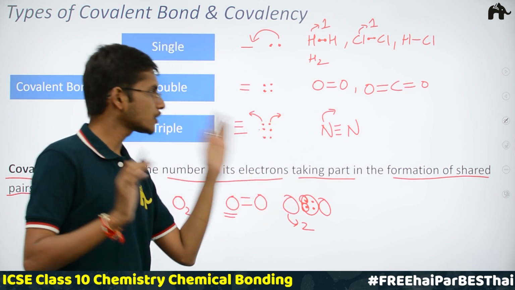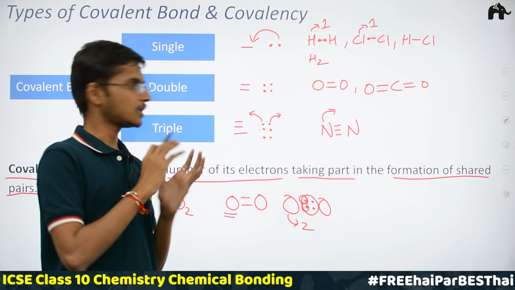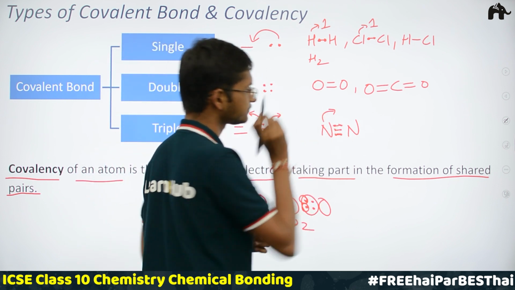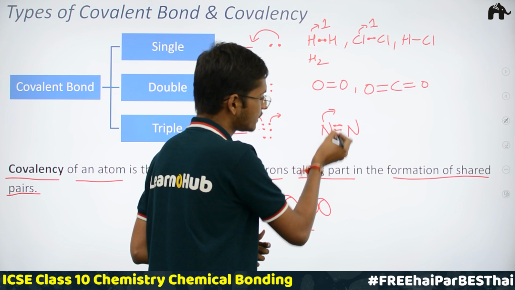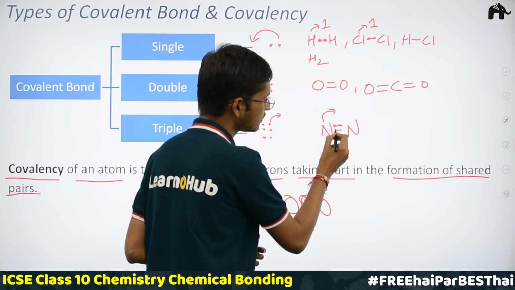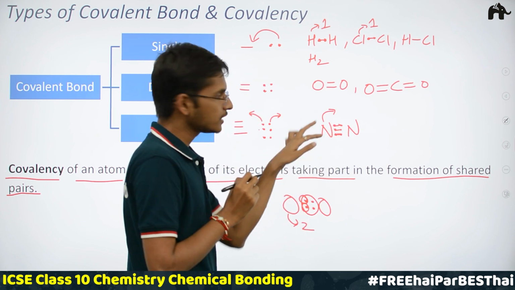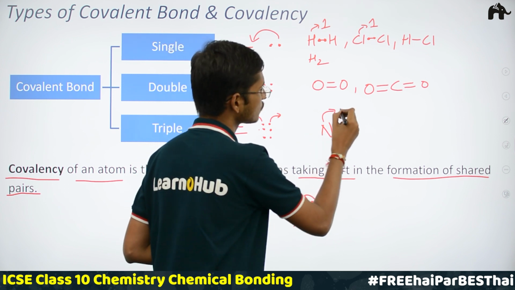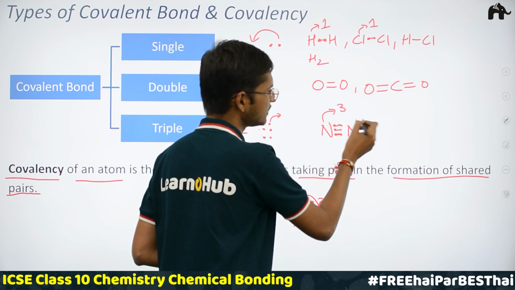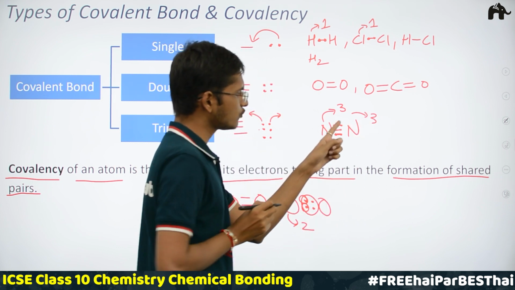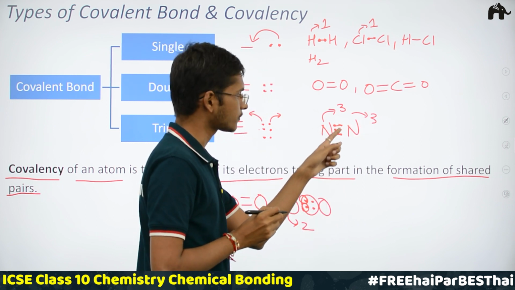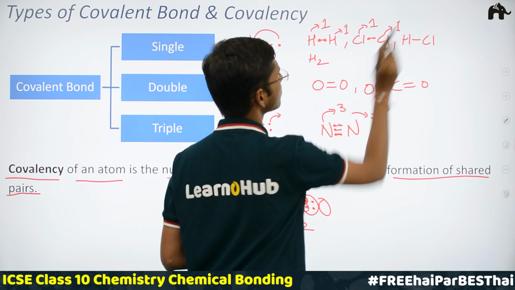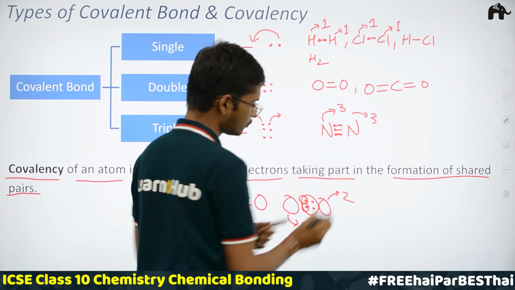Pause the video here, try to find out the covalency, and then unpause it. So here, see, three shared pairs of electrons. Three shared pairs of electrons means this electron and this electron of nitrogen are taking part in the formation of shared pairs. So this nitrogen's covalency is 3. Similarly, this nitrogen's covalency would also be 3, right? 1, 2, 3: three electrons taking part in the formation of shared pairs. Here also 1, 1. Same way, this oxygen is also 2.